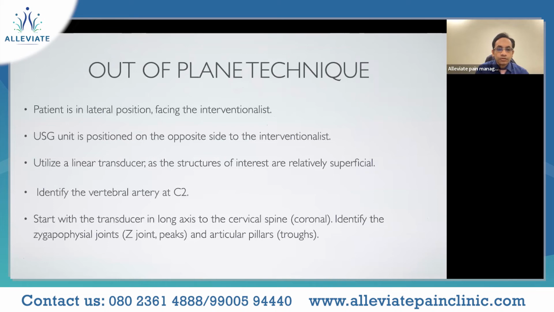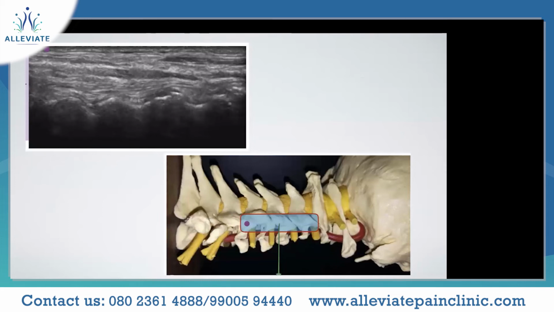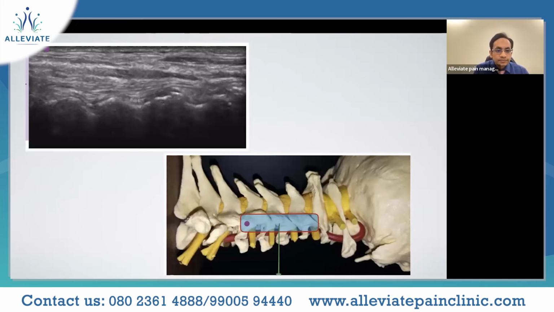So here we use the out-of-plane technique. The patient is in lateral position, and we use a linear transducer. So this is how the patient will be in lateral position. And over here, let me just annotate a bit. Okay. What we're seeing over here is a wavy pattern, right? So remember, the troughs are going to be the target. This is the articular pillar. Okay. Here is going to be the target. So you're going to take your needle in ultrasound out of plane, come till here, and then you're going to tilt the probe, and see that you reach the center of the articular pillar.